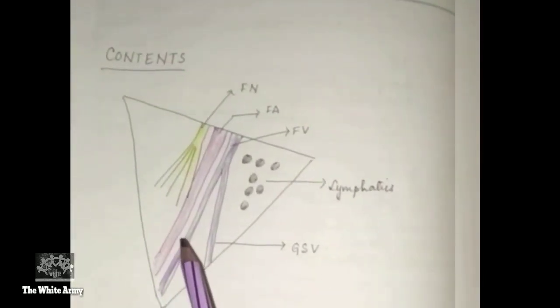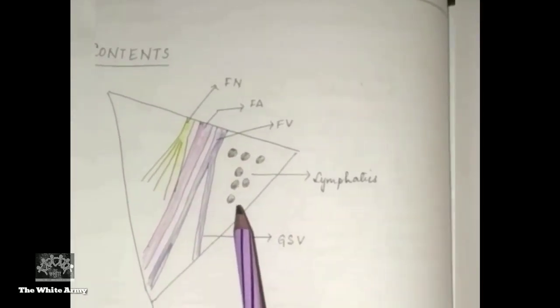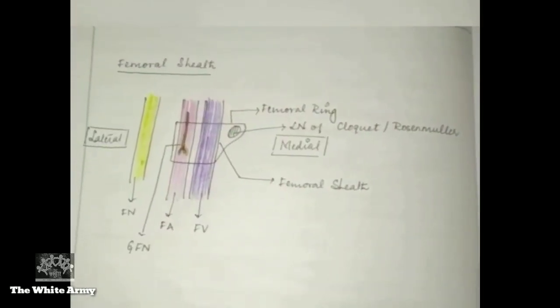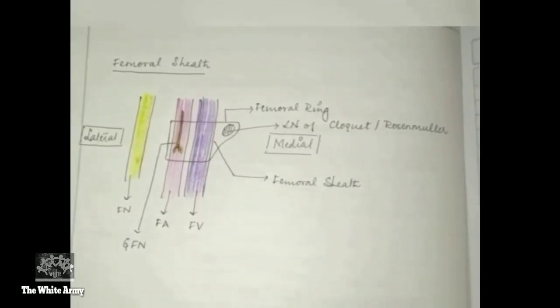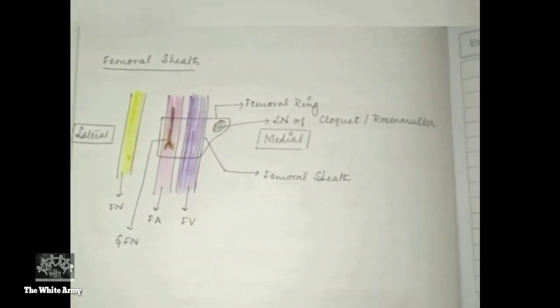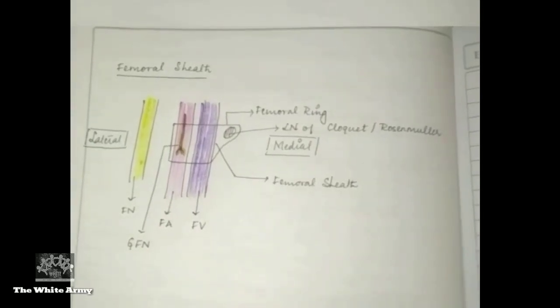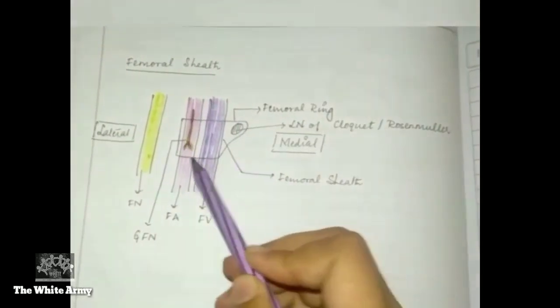The femoral artery, the femoral vein, and the lymphatics are arranged in a structure called the femoral sheath. The femoral sheath is a funnel-shaped sleeve of fascia enclosing the upper 3 to 4 cm of the femoral vessels. Anteriorly, it is formed by the fascia transversalis and posteriorly by the fascia iliaca. This is the femoral sheath.